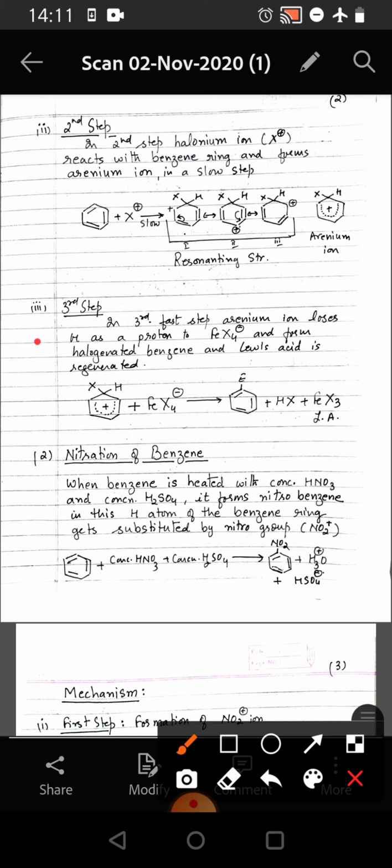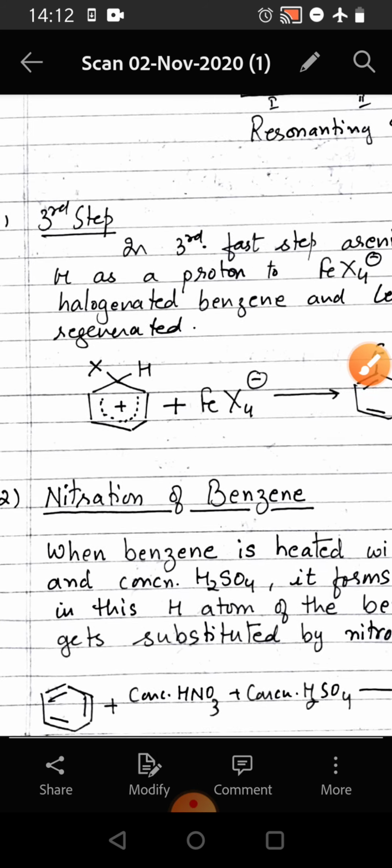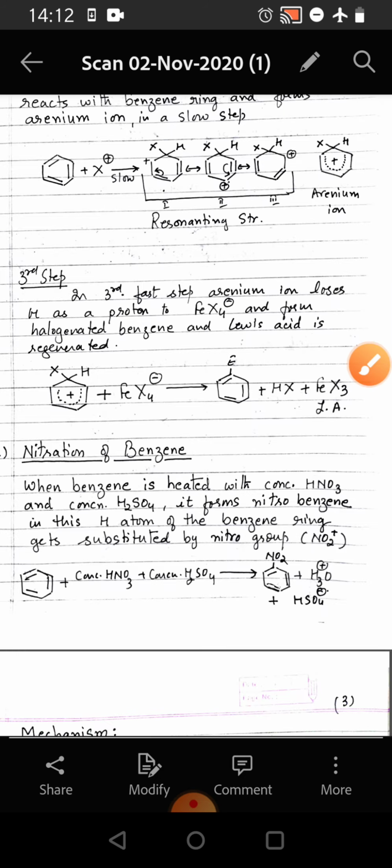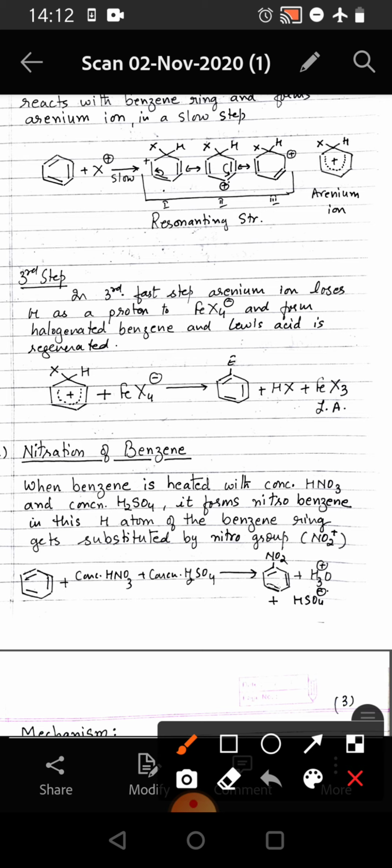In the third step, the arenium ion formed loses hydrogen as a proton to FeX4. That is, the bond between carbon and the hydrogen shifts back into the benzene ring, and this proton reacts with FeX4 to form HX and FeX3 is generated. And the aromaticity is established again and the product is formed.